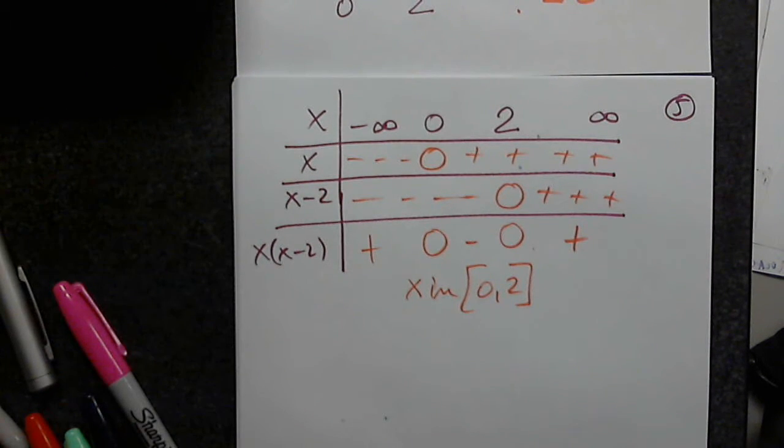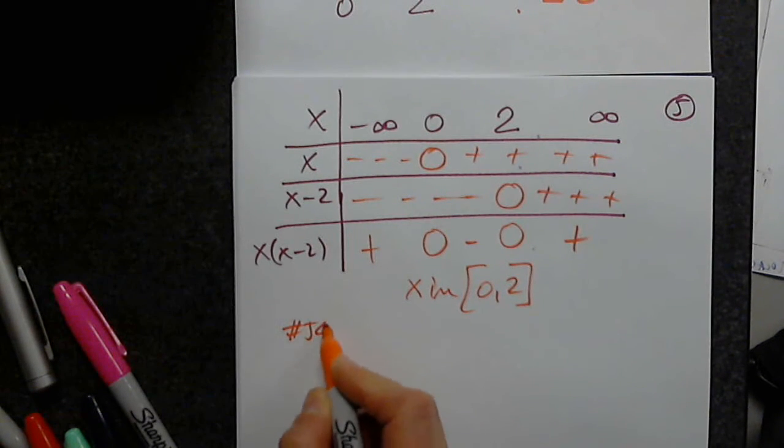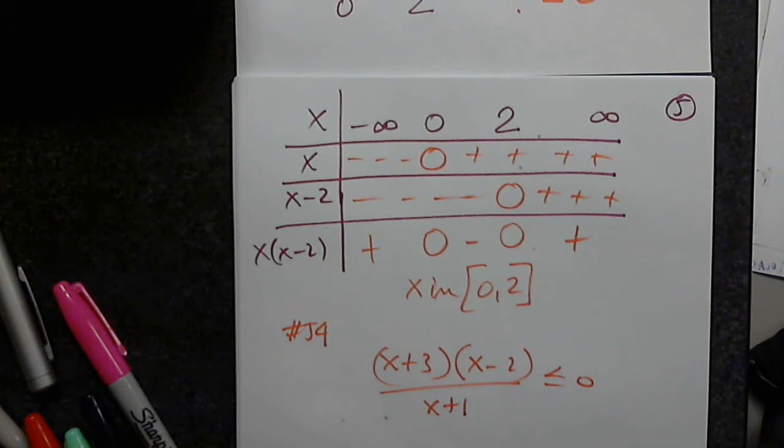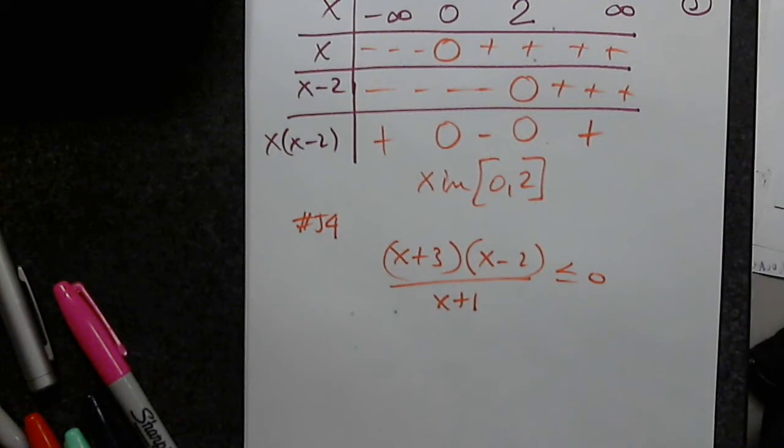I would like to choose a rational one. Let's say 54, in which we have x plus 3, x minus 2 over x plus 1 less than or equal to 0. So we're given this inequality. What type is it? Rational. How many factors? I'm happy because it's already factored. How many factors we have?